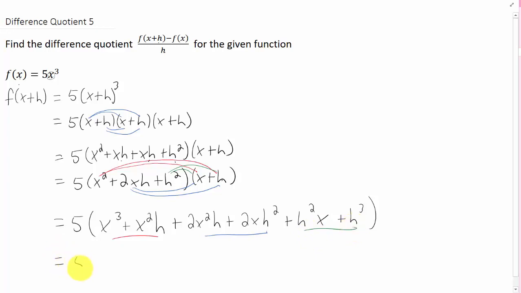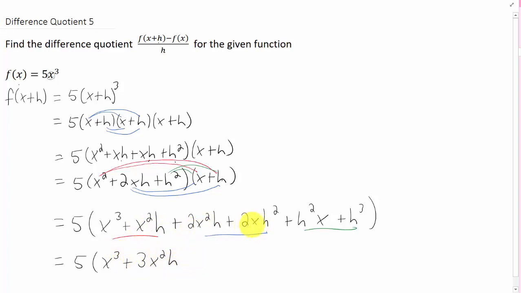So now we have what looks like maybe a bit of a big mess, but we have a couple of like terms that we combine. X cubed is all by itself, but this x squared h term has a like term over right here, 2x squared h. We have 1x squared h and 2x squared h. That makes 3x squared h.